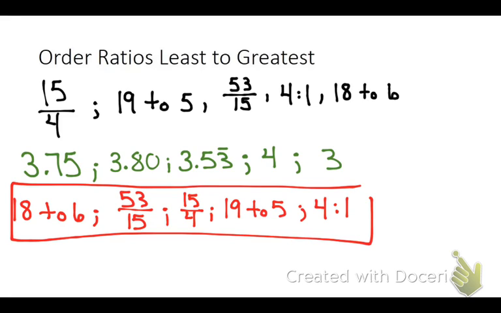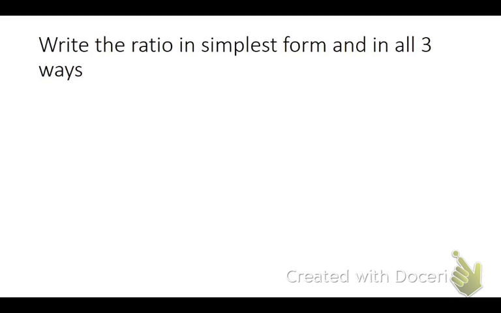All right, so like I said, first section on your test tomorrow. All right, next one, it says write the ratio in simplest form and in all 3 ways. All right, so we look at the ratio, and if it's already in simplest form, we don't have to rewrite it. We just write it in the other 2 ways. If it's not in simplest form, I have to first simplify it and then use that value for the other 2. Okay, so you decide, does it need to be simplified? If it does, simplify, then write it in the other ways.